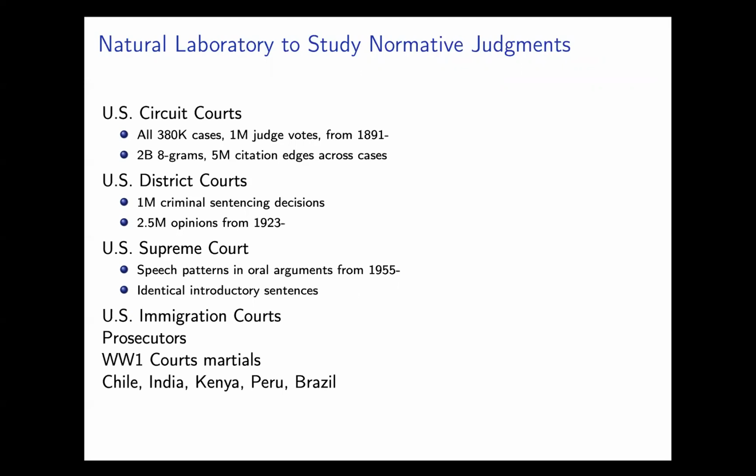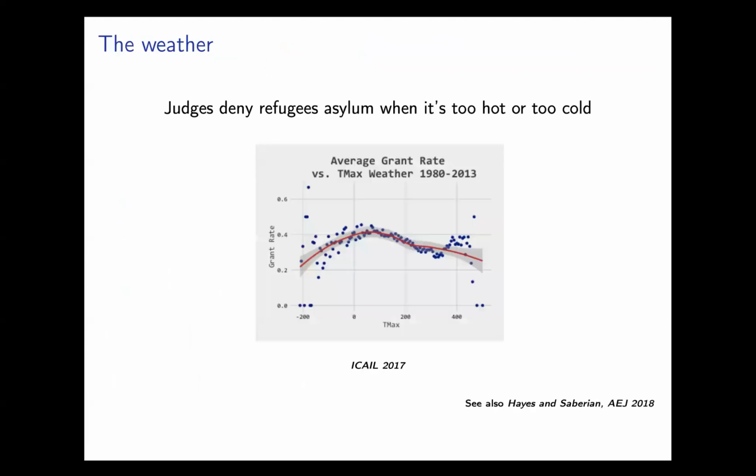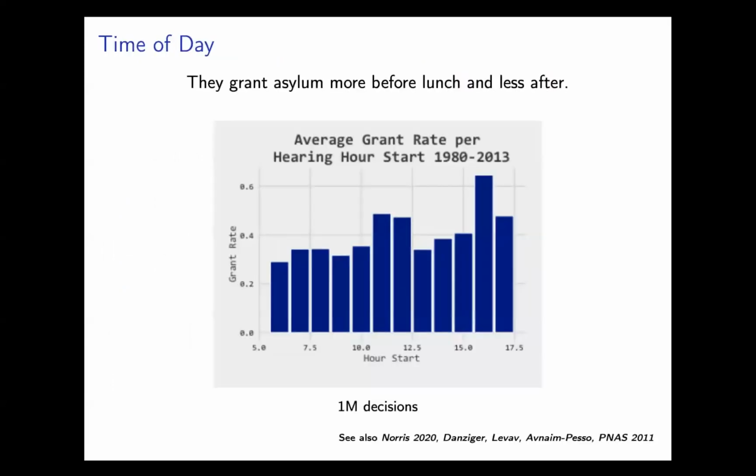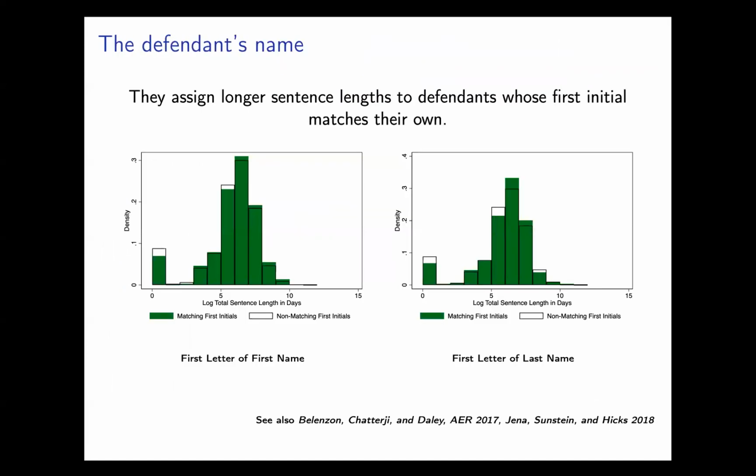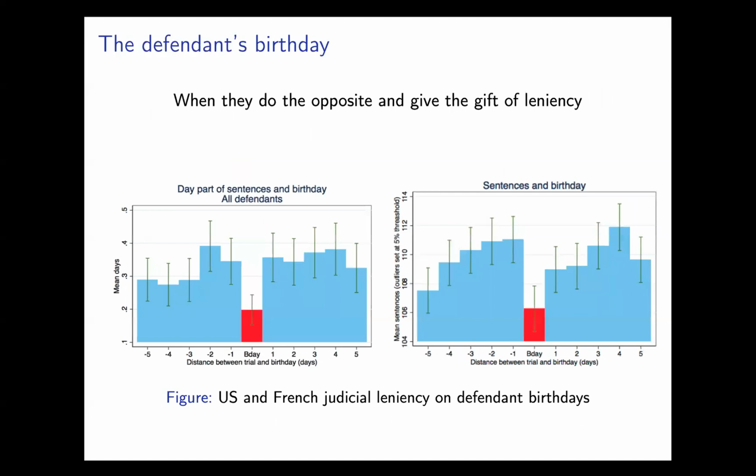So how do judges make decisions? They follow the law, of course, but not only. They're human and they're influenced by the weather. Judges deny refugees asylum when it's too hot or too cold. The time of day: they grant asylum more before lunch and less after. The defendant's name: they assign longer sentence lengths to defendants whose first initials match their own. The defendant's birthday, when they do the opposite and give the gift of leniency.